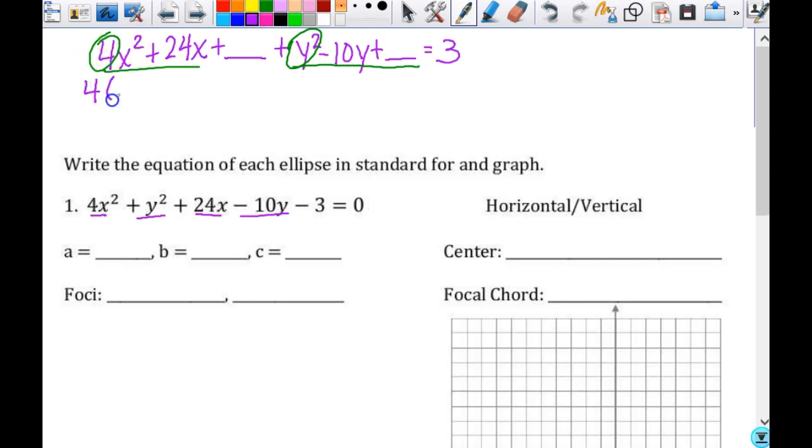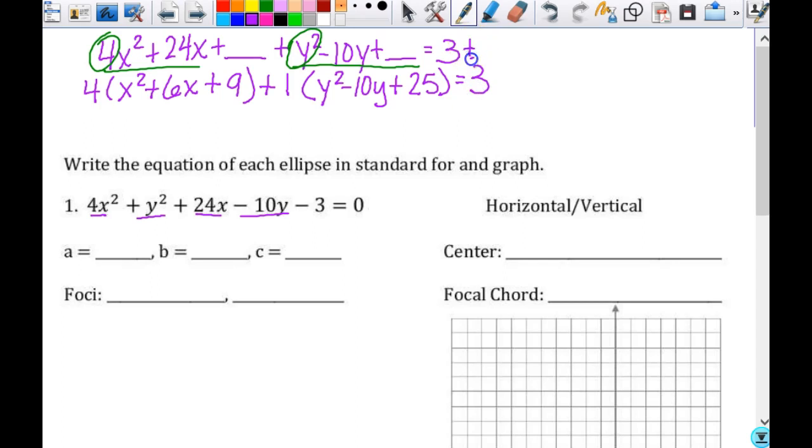So this gives me 4 times x squared plus what? 6x. And then I take half of that and square it, so I get what? Plus 9. Close my parentheses. Plus, well, that's really a 1. You don't necessarily have to write it. I'm going to on this one just so you can follow what we're doing. And then y squared minus 10y plus what? 25 equals 3. And then up here, remember, I needed to add those two things there.